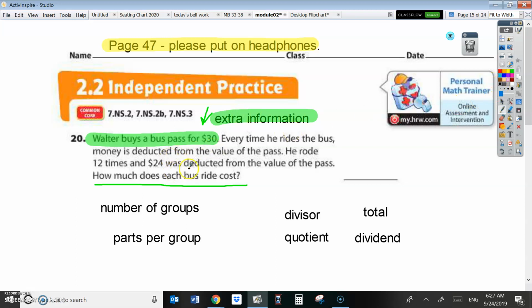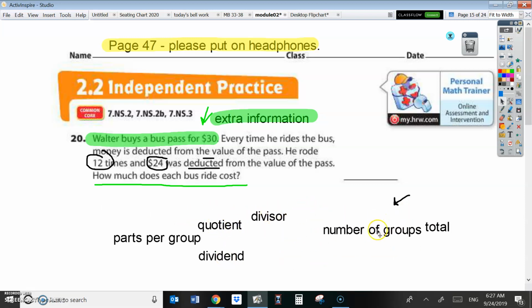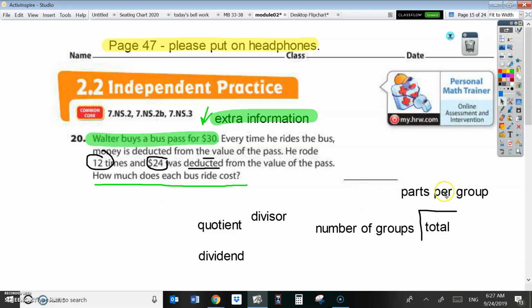You need the word deducted, which shows that it's negative. You need 24, which is the total. And you need 12. So let's arrange things as total divided by number of groups equals parts per group, or dividend divided by divisor equals quotient.